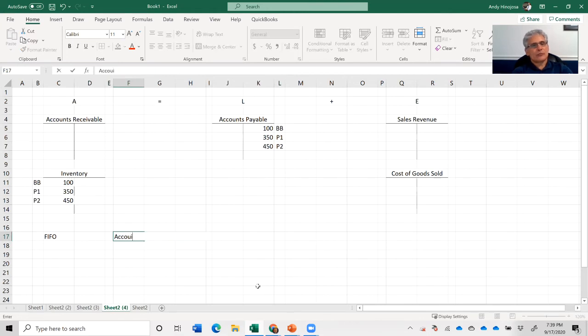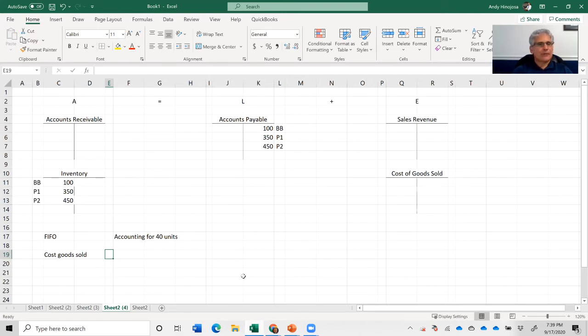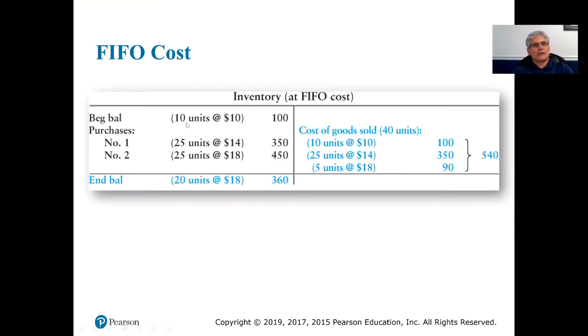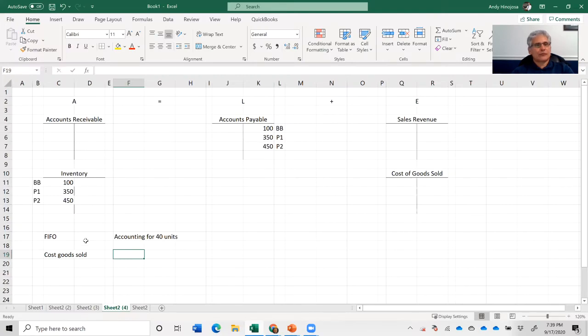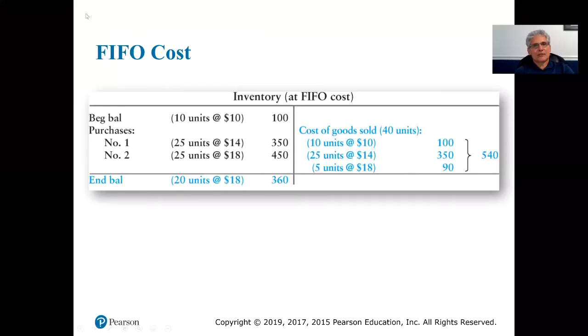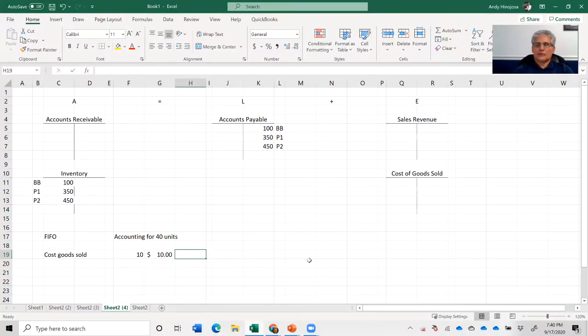So really, we're accounting for 40 units. And we're trying to account for the cost of goods. So what was the first thing we had? Well, our beginning balance was 10 units. Well, if we sold 40 and it's first in, first out, those definitely got sold, right? So those 10 units were at a cost of $10. So we know that all those 10 units are gone. $100 is part of our cost of goods sold.